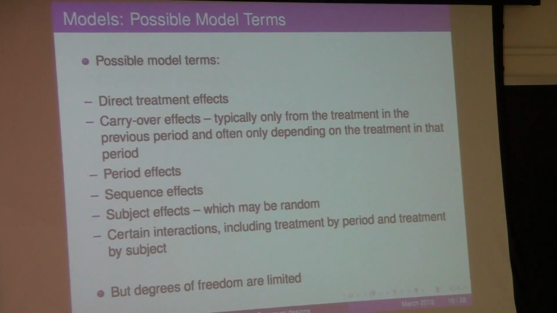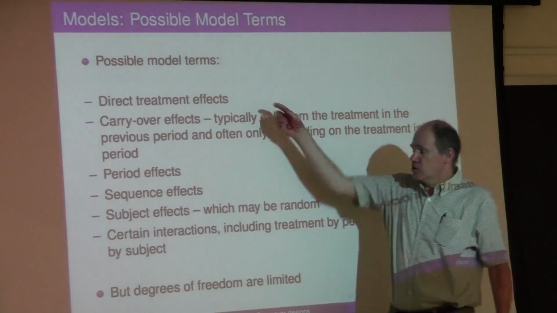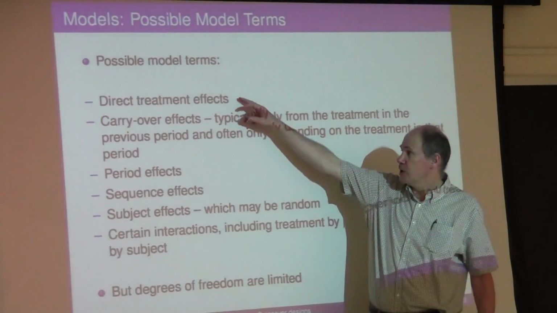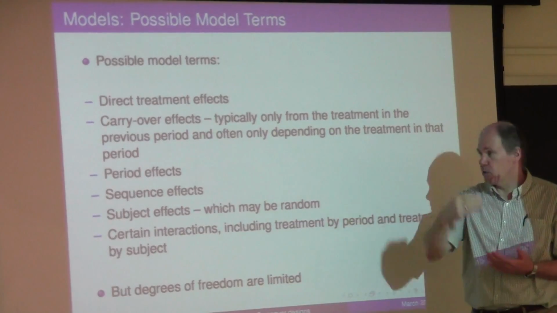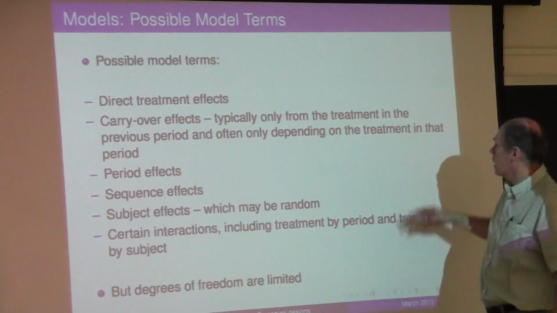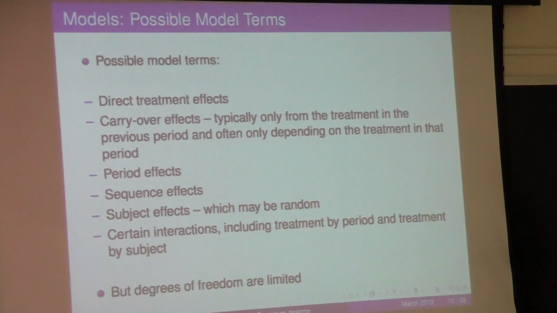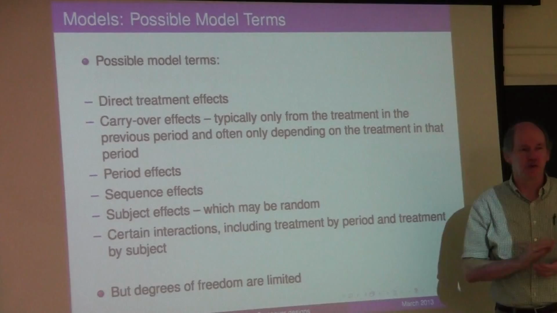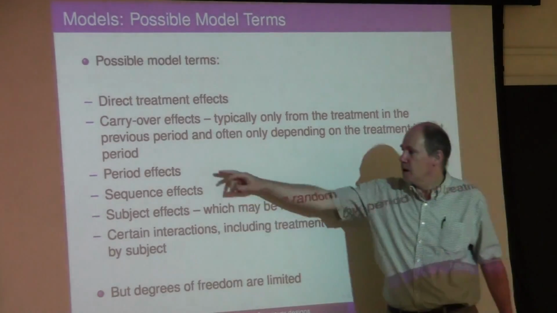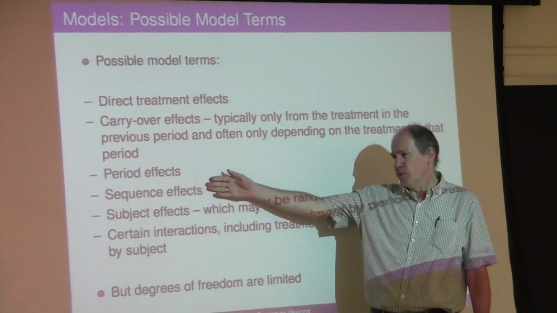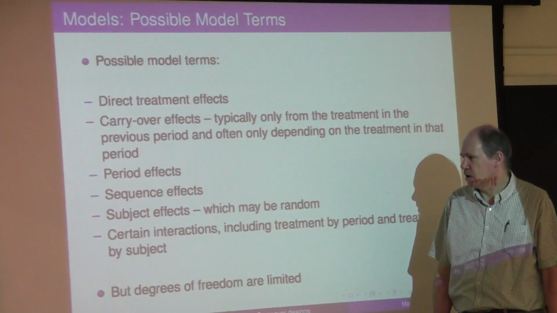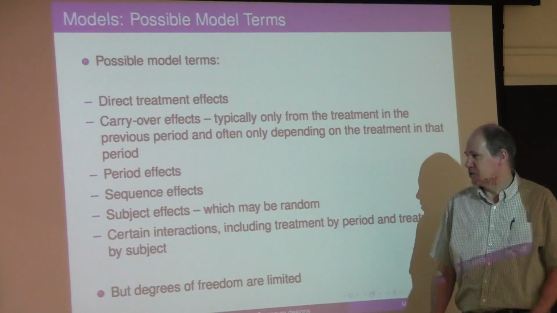So I have already said a little bit about model terms. The treatment that's used in the current period, I will refer to as a direct treatment effect. Treatment that's used in the previous period, I will refer to as a carryover effect. And again, I'm going to limit myself to only the treatment in the immediately preceding period, not 2 or 3 periods back. If that's the case, then you're really in trouble with carryover effects. Period effects I've already mentioned to you. Subject effects I have already mentioned to you. Some people use sequence effects, and I've never understood what they are, so I'm going to dispose of them.